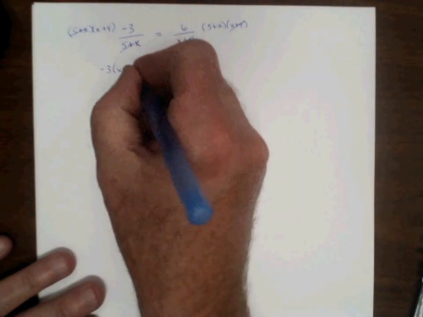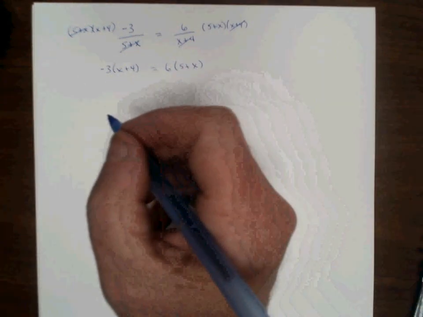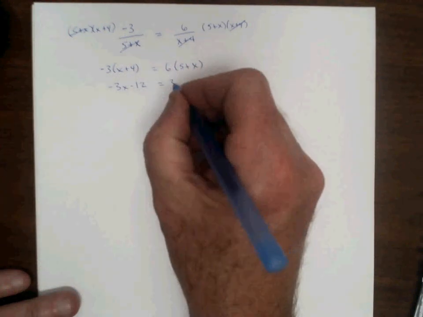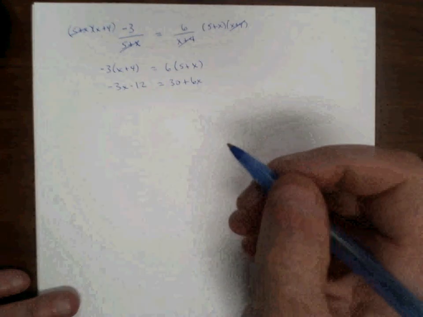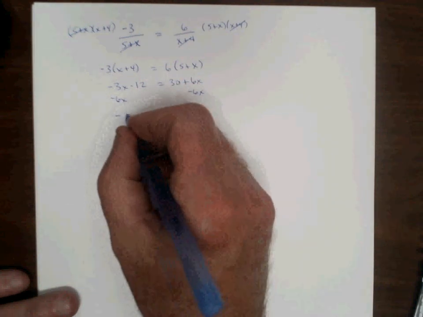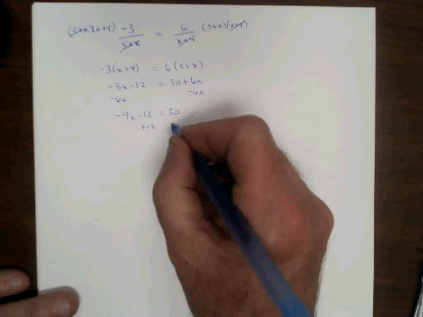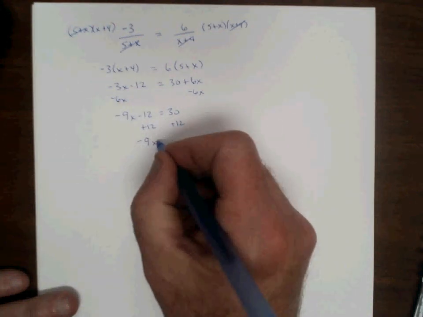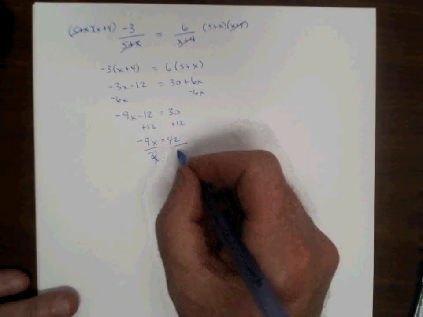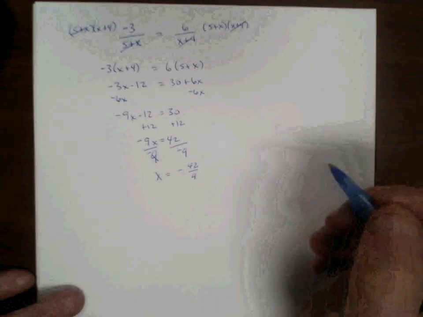Leaves me with negative 3 times x plus 4 on the left side and 6 times 5 plus x on the right side. I distribute both sides, get negative 3x minus 12 equals 30 plus 6x. I'm going to subtract 6x from both sides and get negative 9x minus 12 equals 30. I'm going to add 12 to both sides and get negative 9x equals 42. I'm going to divide both sides by negative 9. I'm going to get x equals negative 42 over 9.